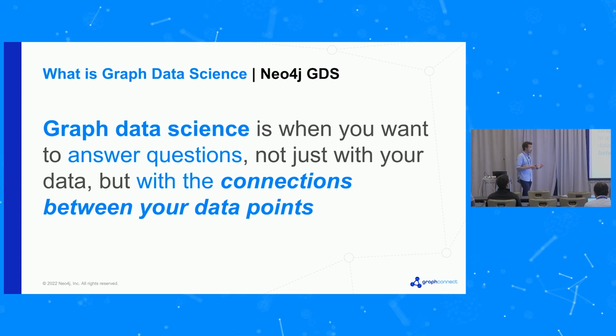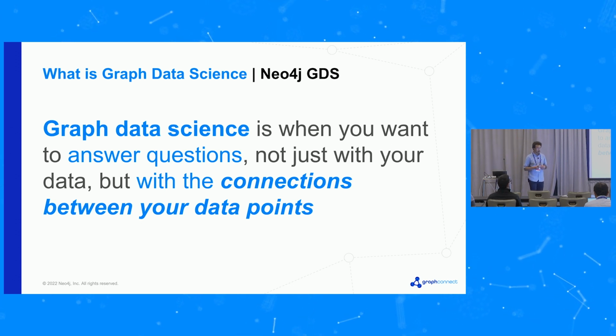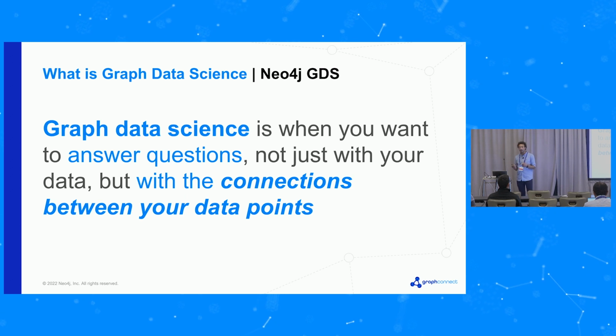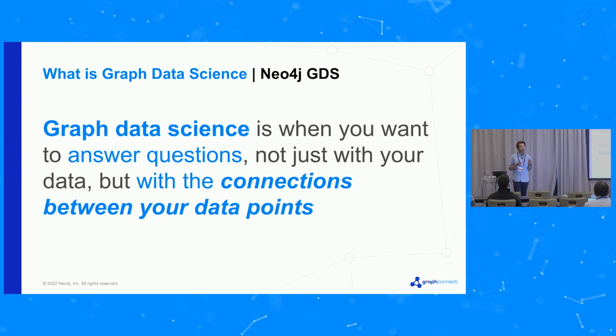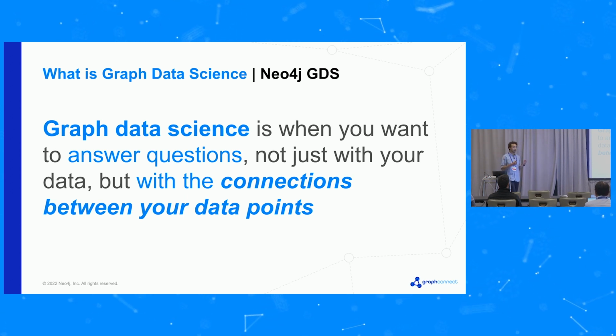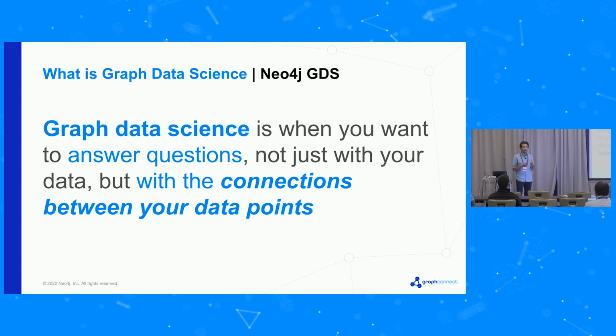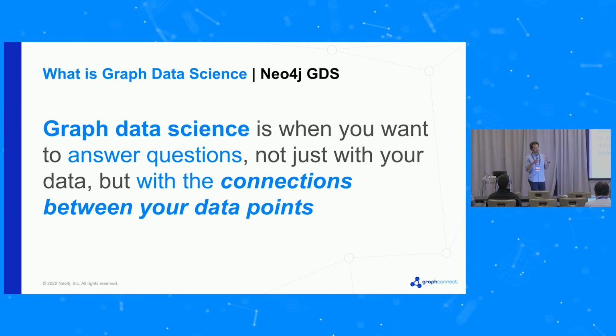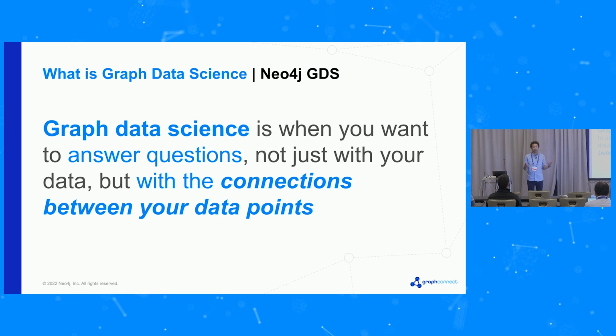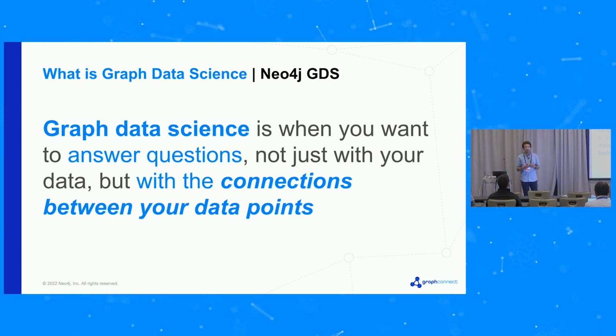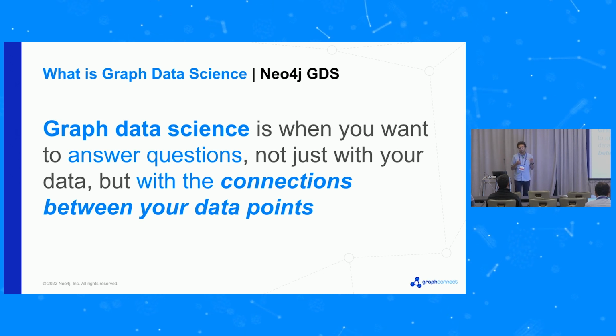So what is graph data science? We like to conceptualize it as graph data science is when you want to answer questions not just with your data points, but with the connections themselves. So the interactions between data points is really important because you can have just individual data points that maybe represent customers or products. But actually what's really interesting is how do those customers interact with those products? How do these different entities actually interact?